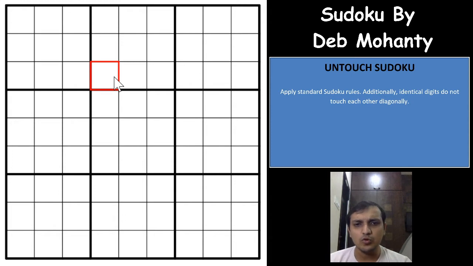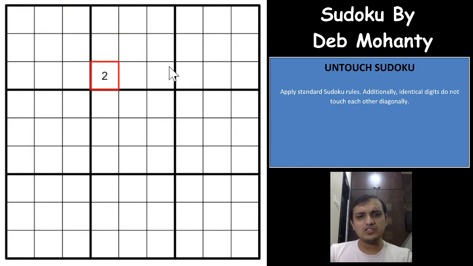In untouched Sudoku, you usually come across some notations. For example, if you have a 2 in one of these two cells, then you cannot have a 2 in these two cells, right? Because whichever cell has the 2, both of these cells cannot have a 2 because of the untouched rule. The same number cannot touch even diagonally. That is what the untouched rule means. So whenever you have a possibility of a digit in two adjacent cells, then the neighboring two adjacent cells will never have that digit, right?